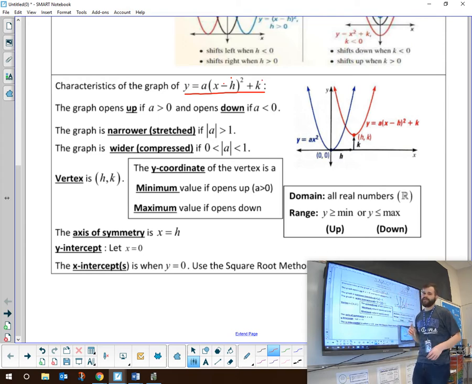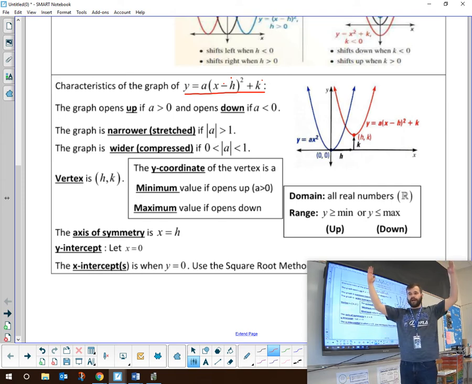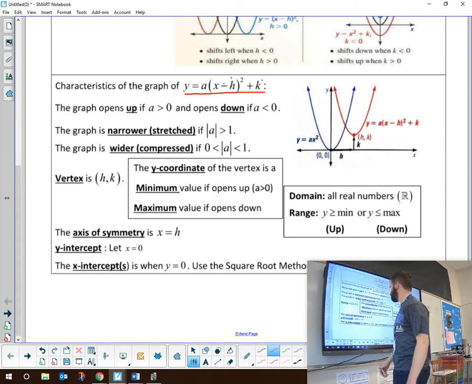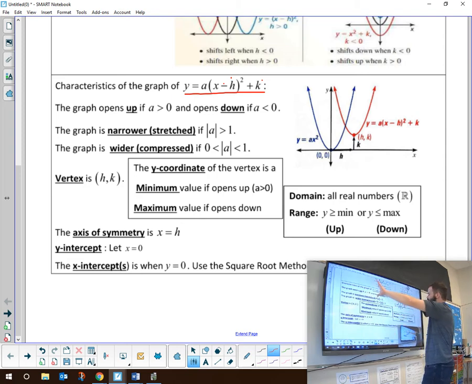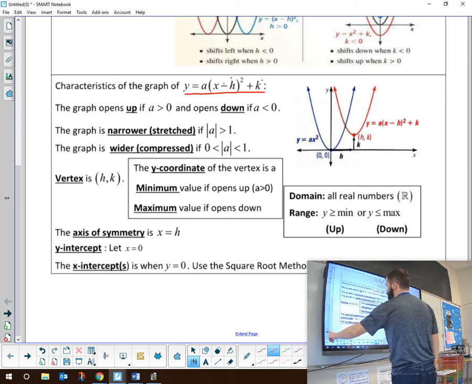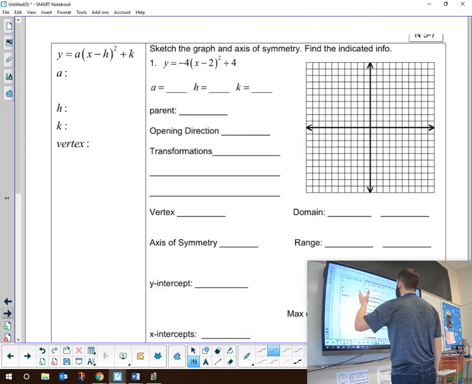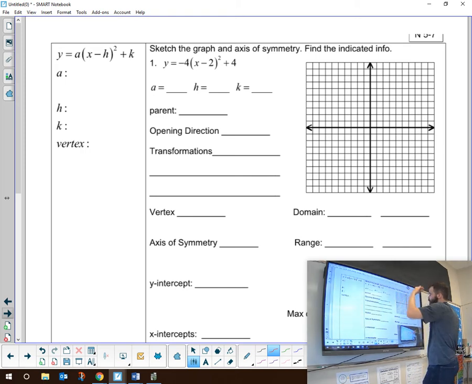My a, if a is positive, we're opening up. If a is negative, we're opening down. And if a is a bigger number, we're going to have a vertical stretch. If it's a fraction, we're going to have a vertical compress, like this. And I'll show you how to count up and over to get those correct answers. So this right here is a lot of good information. Look back at your notes on Canvas if you need some extra help. But let's go to our next page and try to graph one for ourselves.